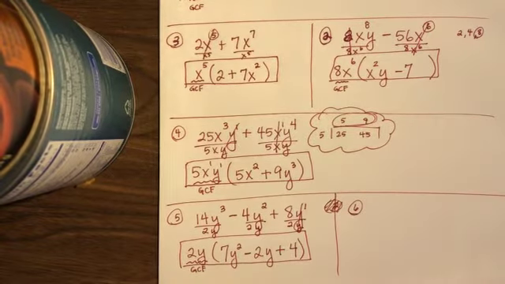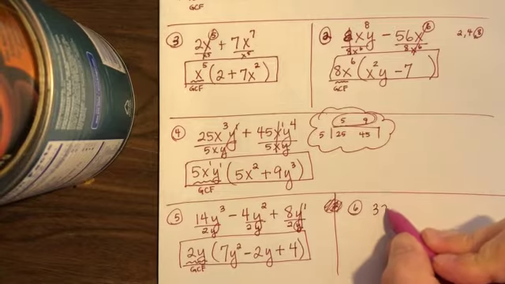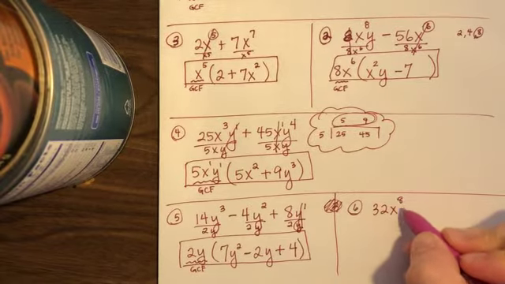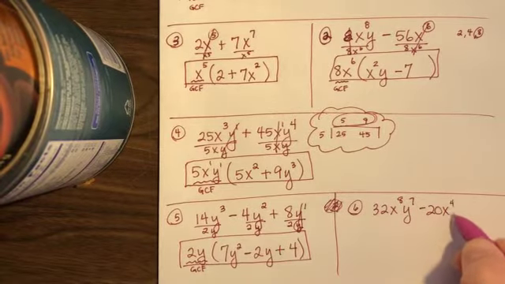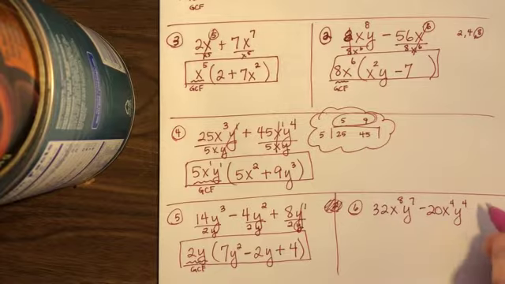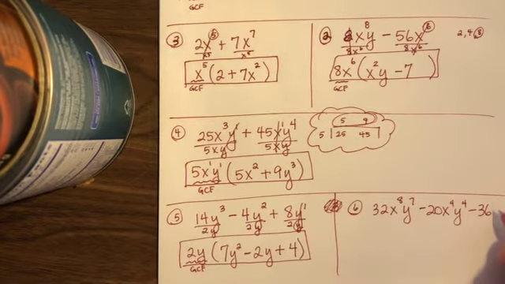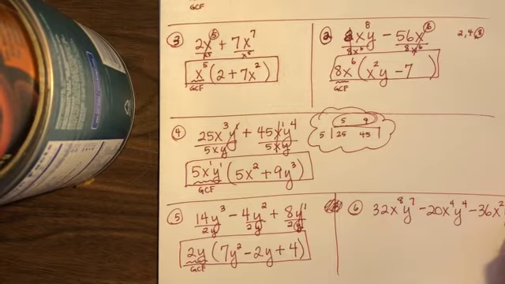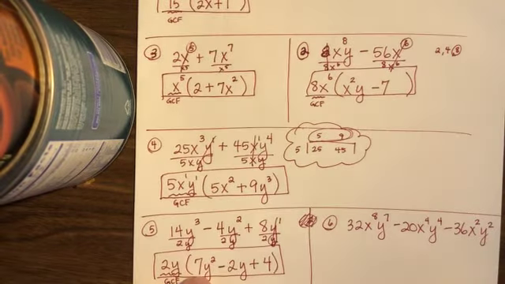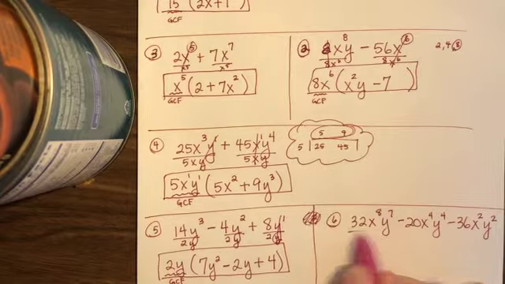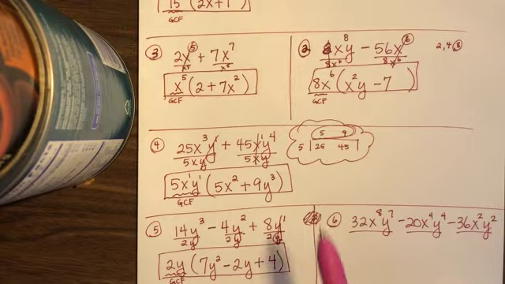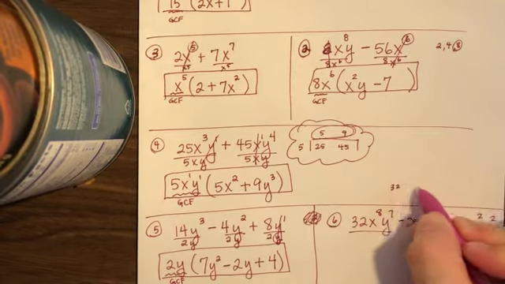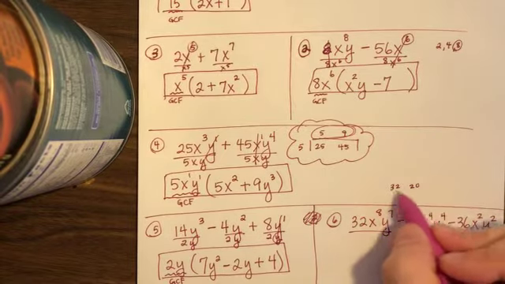Number 6. We have 32 x to the 8th, y to the 7th, minus 20 x to the 4th, y to the 4th, minus 36 x squared, y squared. There you go. Okay, so 3 terms again. 1, 2, and 3. I gotta find a number that goes into all 3 of those numbers. Well, just start with 32 and 20, okay? Just those 2. And then say, what goes into both of them?